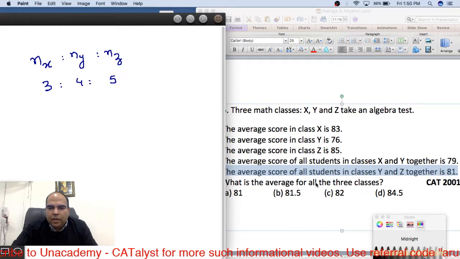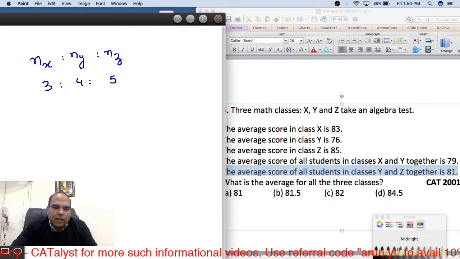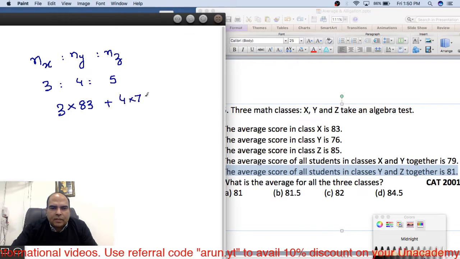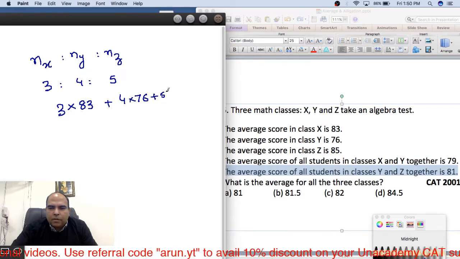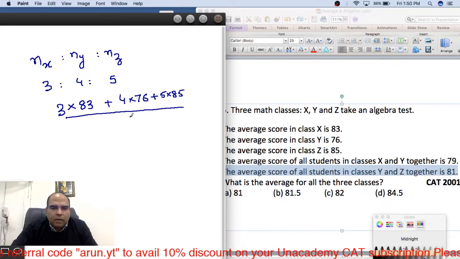So the question being asked is, what is the average for all 3 classes? तो all 3 classes का average अगर निकालना start करोगे तो you can do it through 3 into 83 plus 4 into 76 plus 5 into 85 divided by 12.